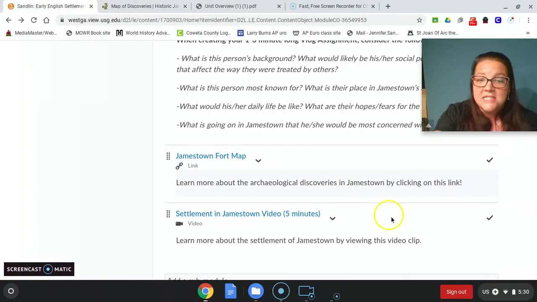And then the second resource I have here is just a 5-minute video clip from the History Channel talking about Jamestown, just to give them a little review and maybe a little bit of extra information, a different way of seeing the information than just hearing it from me and viewing a PowerPoint.